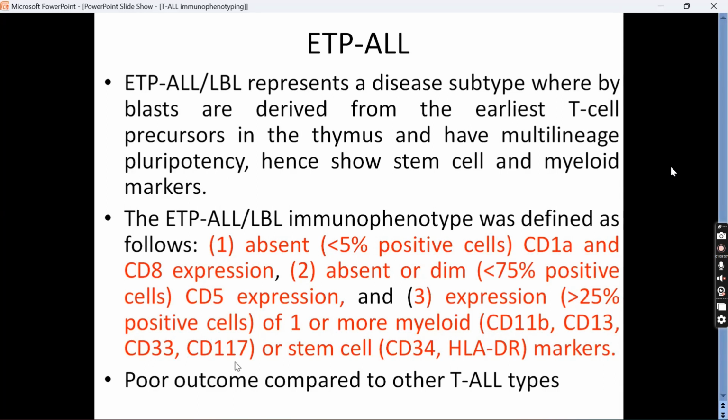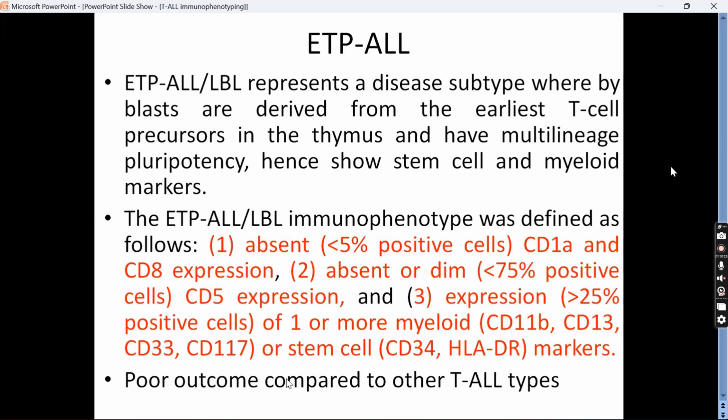Okay, so why do you want to give a specific type of T-ALL, ATP-ALL, in the report? I said subtyping T-ALL into cortical, medullary may not be that important, but putting a T-ALL as ATP-ALL in the report is very important because these patients have a poor prognosis and these cases can be diagnosed only by flow cytometry. By molecular or other means you cannot diagnose ATP-ALL.